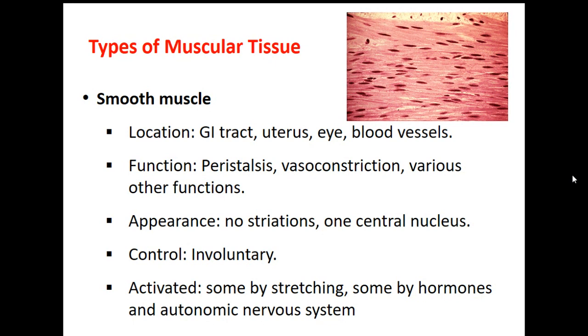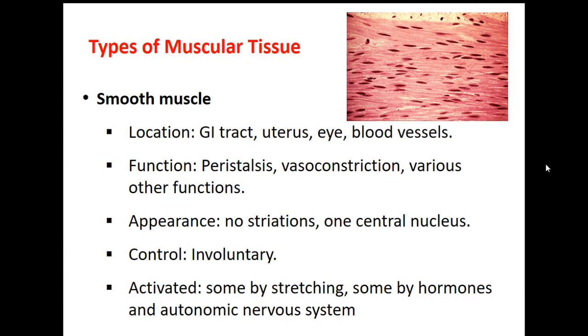Some are activated by stretching. Some are activated by hormones. And some are activated by the autonomic nervous system. Autonomic part of the nervous system means the involuntary part, the automatic. I always think autonomic, automatic. It happens without us consciously making it happen.